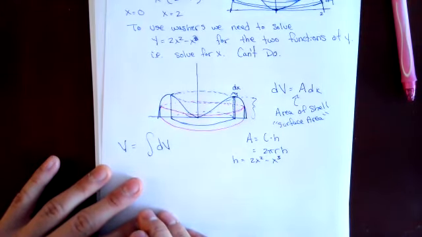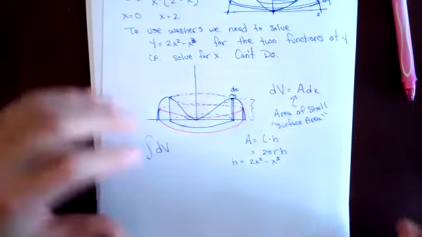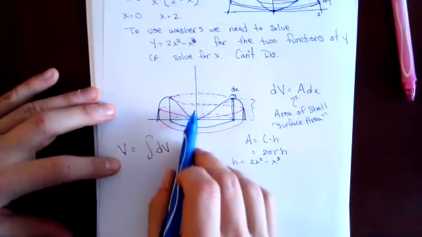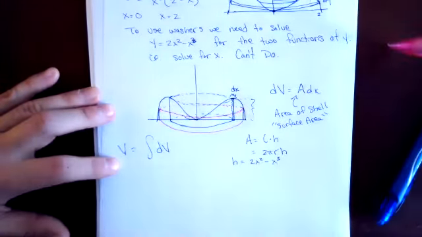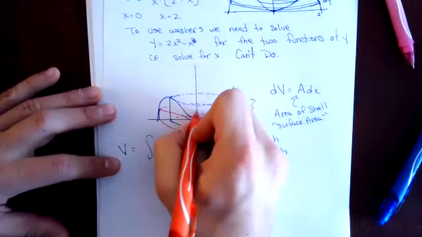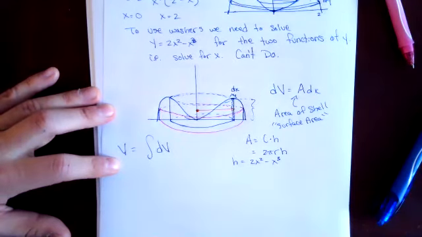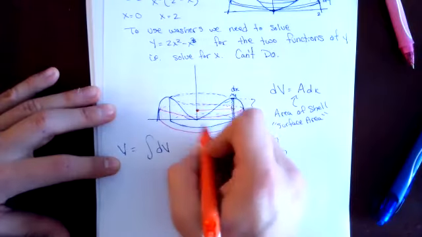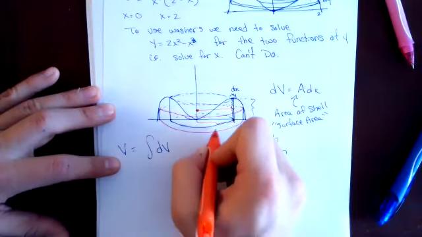What's the radius of these guys? You have to be careful with the radius, especially if we're not rotating about one of the coordinate axes. In this case, we are rotating about the y-axis. So the radius is going to go, let's use orange, from the y-axis out to there. That is whatever x value we are at. So my radius is just x.